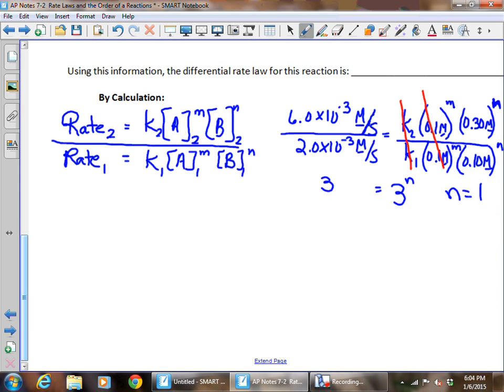So let's go ahead and find A, what m is equal to. This time we used the rate of reaction 3 on top and reaction 2 on bottom.